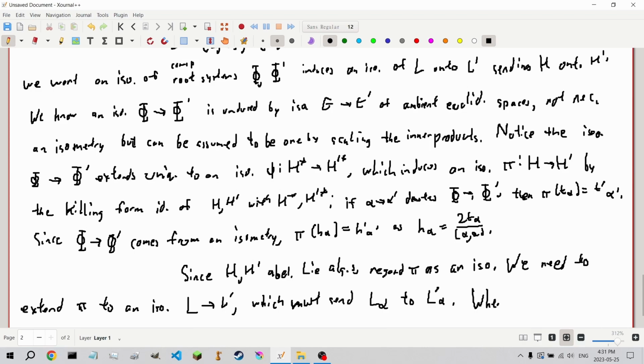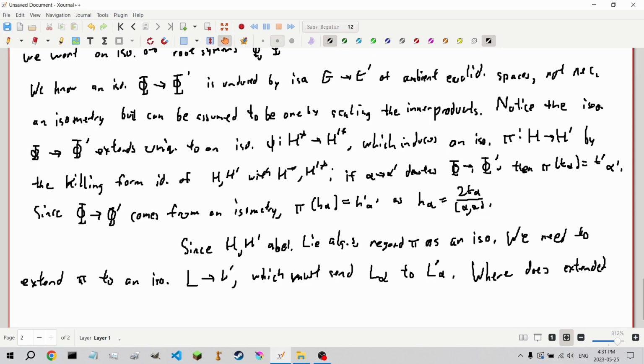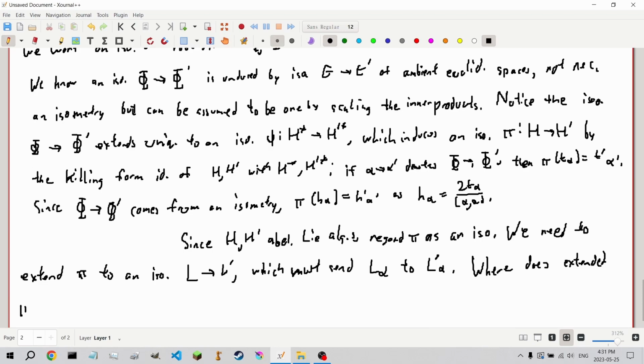Now, alright, where does our extended pi, which I'm going to write as pi, send x alpha in L alpha to inside of L prime alpha prime?